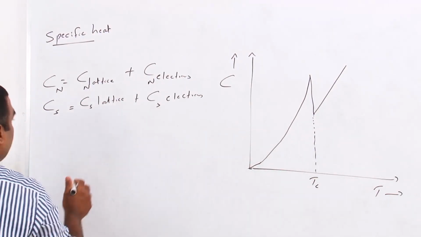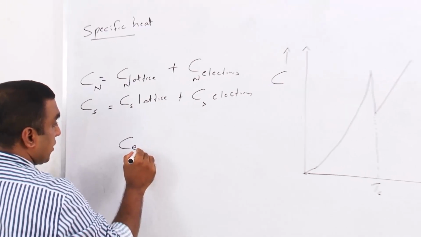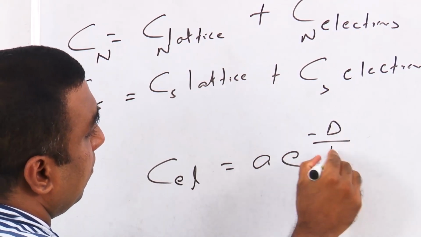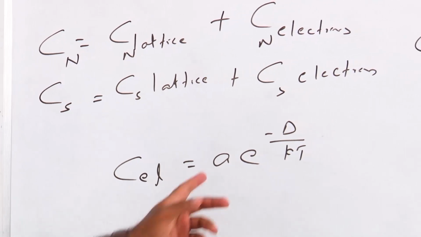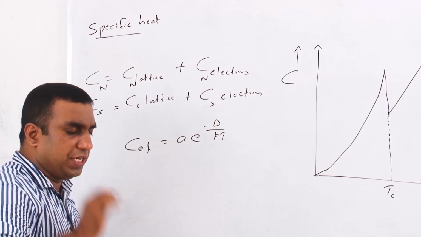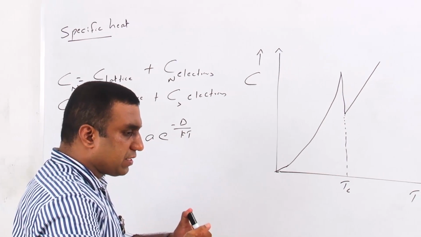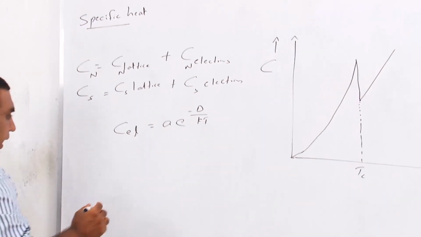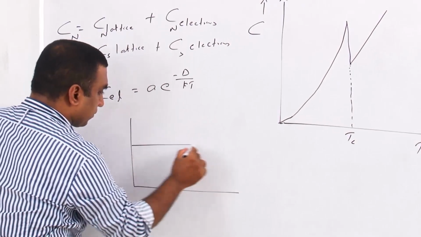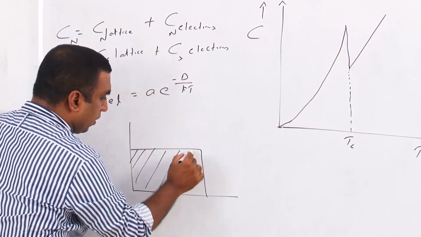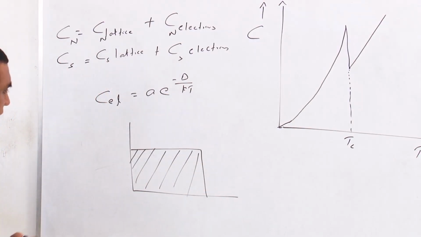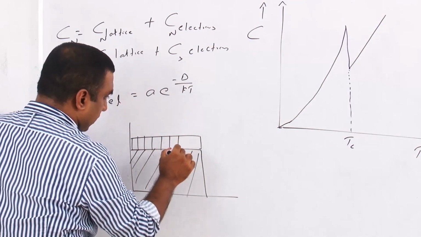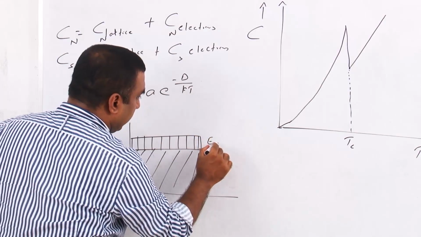and the electronic contribution of specific heat is found to obey the relation C electronic is equal to A e raised to minus delta by kT. Here A is a constant and this delta is the energy gap. This energy gap occurs inside the material just above the Fermi level. See, in the normal case electrons are filled at absolute zero below the Fermi level, but in the superconducting state there occurs a small energy gap in this region, and the small energy gap is denoted by Eg.